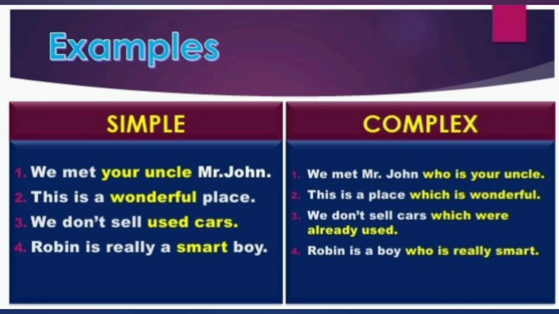Second example. This is a wonderful place. From this word wonderful, we can make a relative clause. This is a place which is wonderful. Look at the third example. We don't sell used cars. These used cars can be changed into which were already used. Therefore, now the sentence in complex becomes, we don't sell cars which were already used. Then the last sentence, Robin is really a smart boy. Here the key word is smart. Robin is the boy who is really smart.